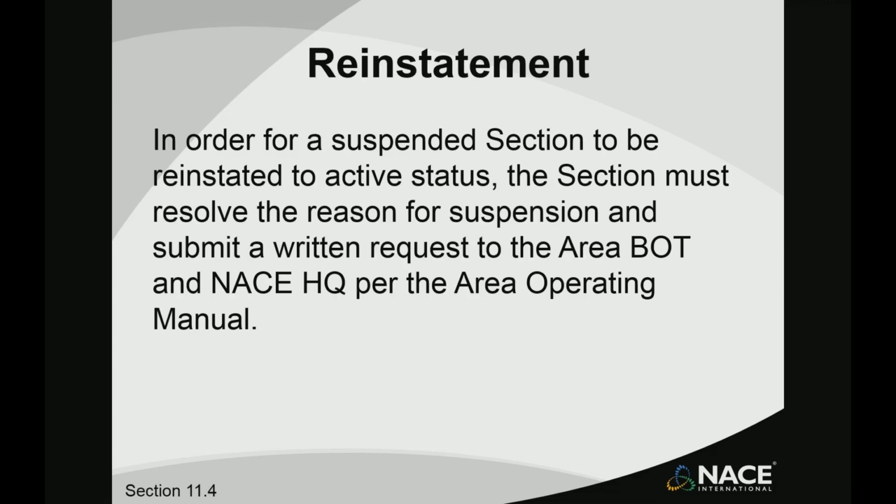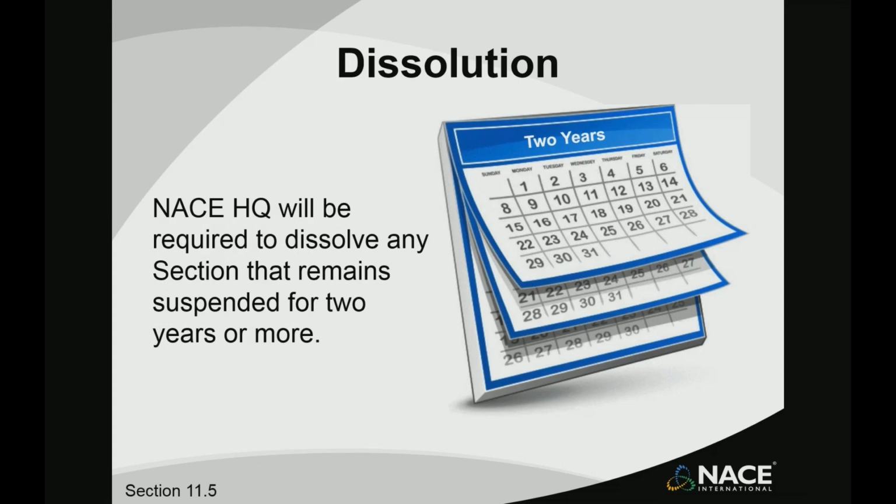The reinstatement of a section. In order for a suspended section to be reinstated to active status, the section must resolve the reason for suspension and submit a written request to the Area Board of Trustees and NACE headquarters per the Area Operating Manual. Dissolution of a suspended section. NACE headquarters will be required to dissolve any section that remains suspended for 2 years or more.